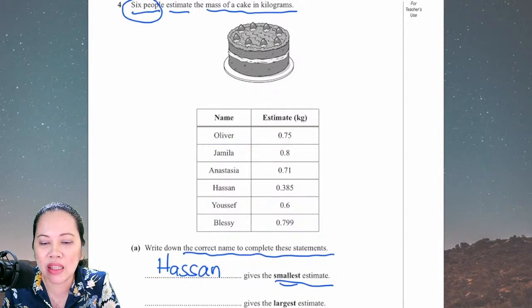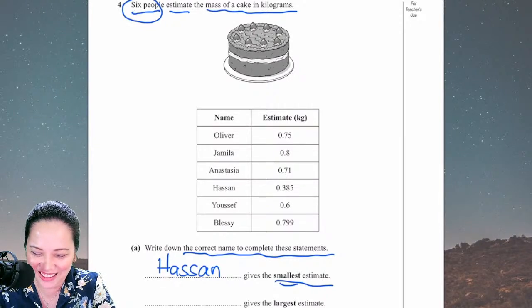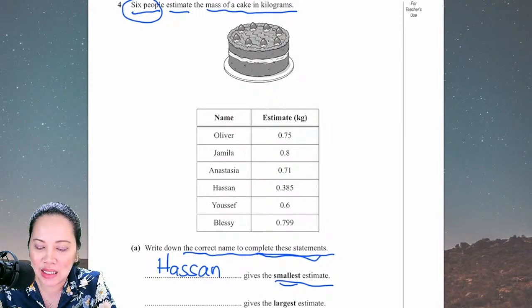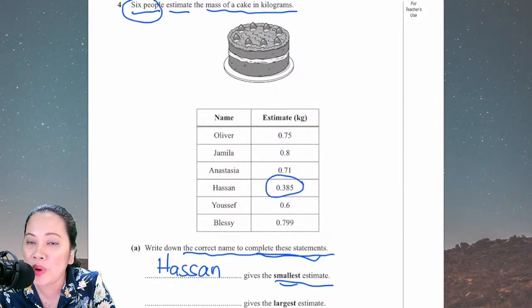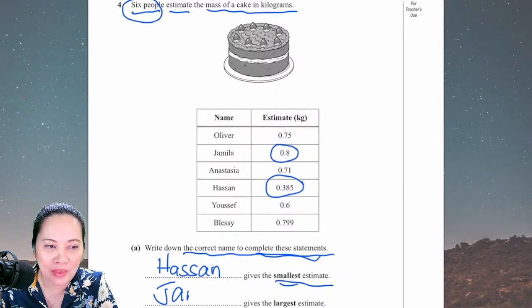Are you seeing the same question that I'm seeing? Write down the correct name to complete these statements. Hassan gives the smallest estimate. Yes, that is Hassan, 0.385. Who gave the largest? The largest is this one. Yes, Jamila.